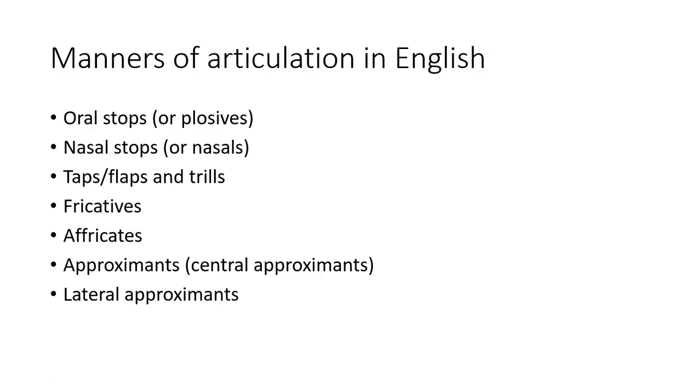So the following manners of articulation can be found in English. We get oral stops, so stops of the mouth like p and b. Nasal stops like ng. So if you think about sing, I hope it's clear to you, it's the nasal passage that's being shut off. It does sound a bit nasal, doesn't it? The vowel goes a bit nasally. So sing, sing. Taps and flaps and trills.